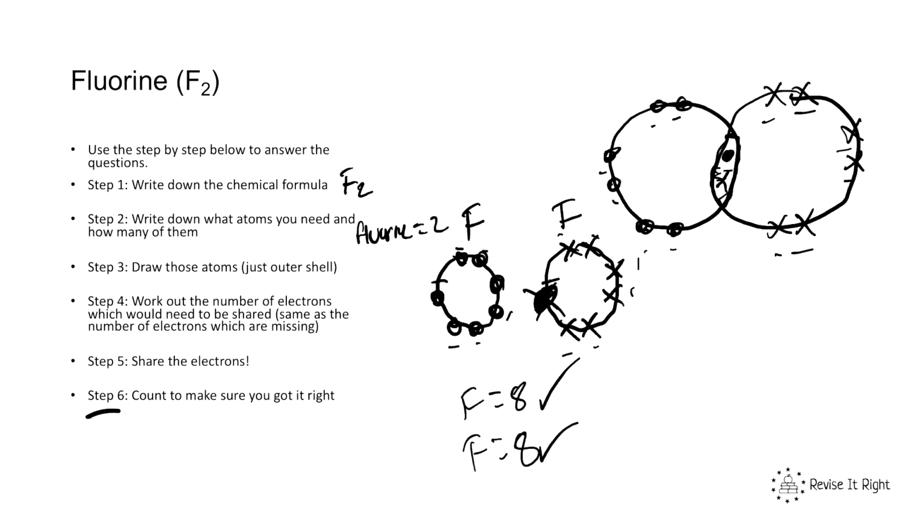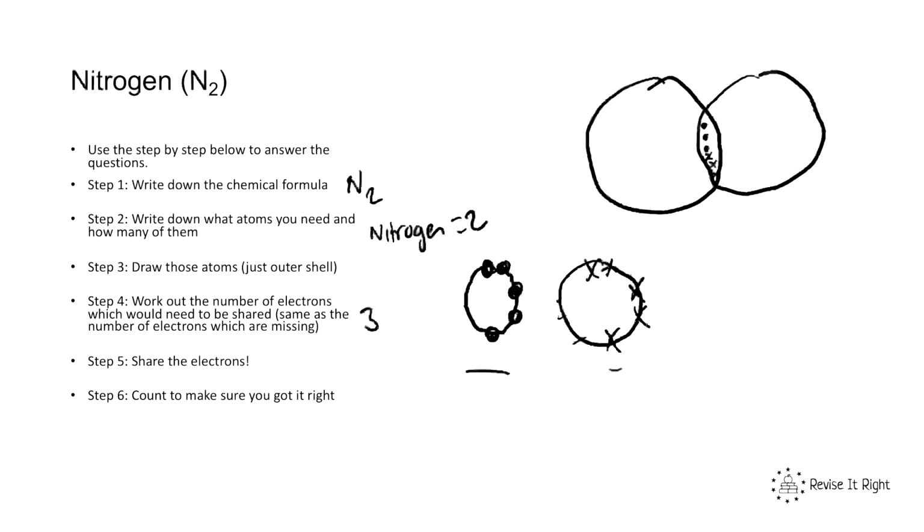Okay, so in the fluorine example, they just shared 1 electron. That was a single bond. They're not all that simple, and you need to be aware of that. This is actually a triple bond. Okay, so now we need to fill in the rest.